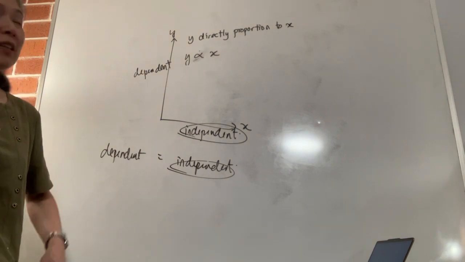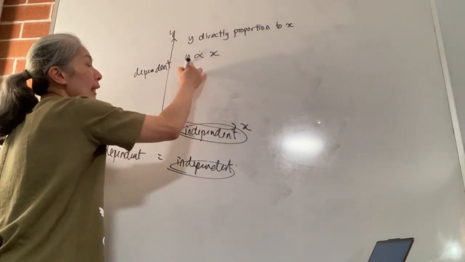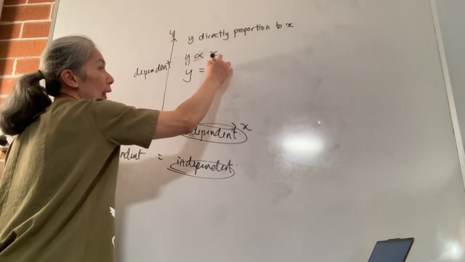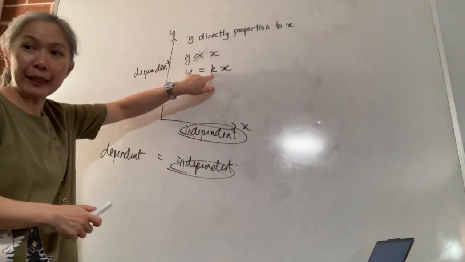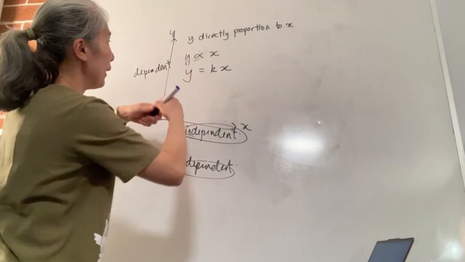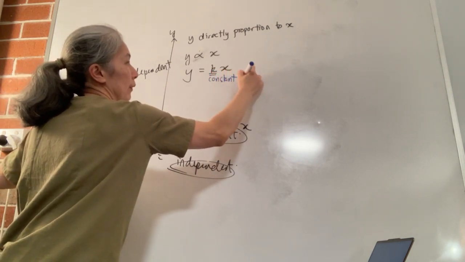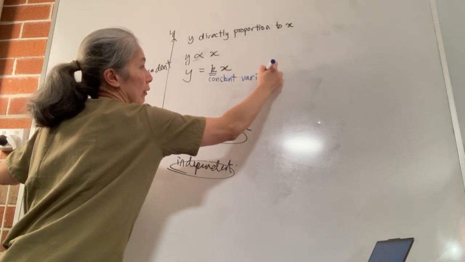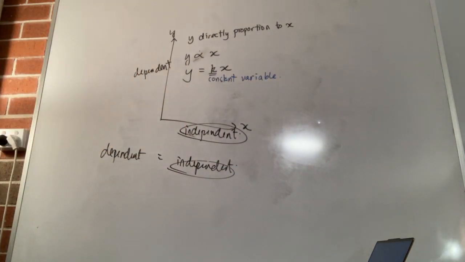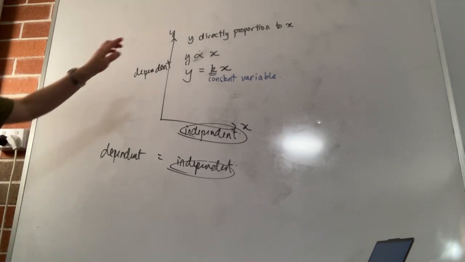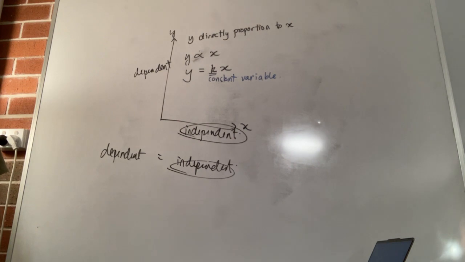And then you change the funny symbol into the equal sign. So you are going to write y equal to k times x. There is always a constant variable in here. This term is always a constant variable. Yeah, this one is directly proportional.